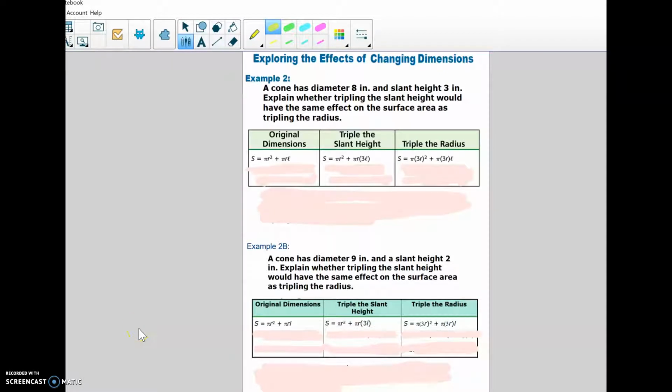Alright, so this next example is talking about a cone with a diameter of 8 inches and a slant height of 3 inches, and we want to know if we triple the slant height, would that have the same effect on the surface area as tripling the radius?